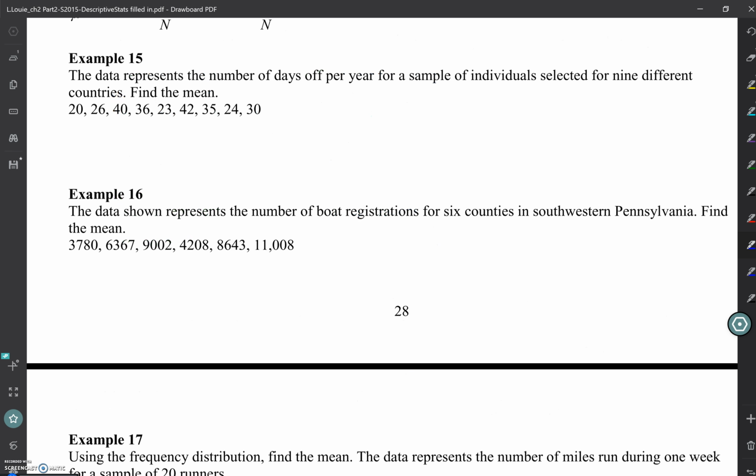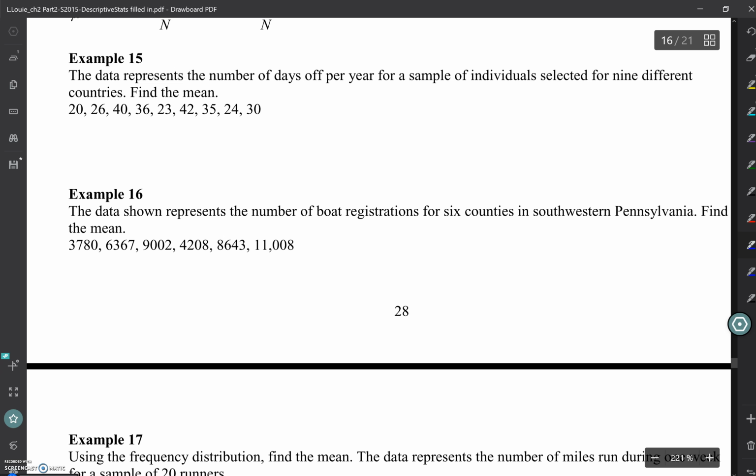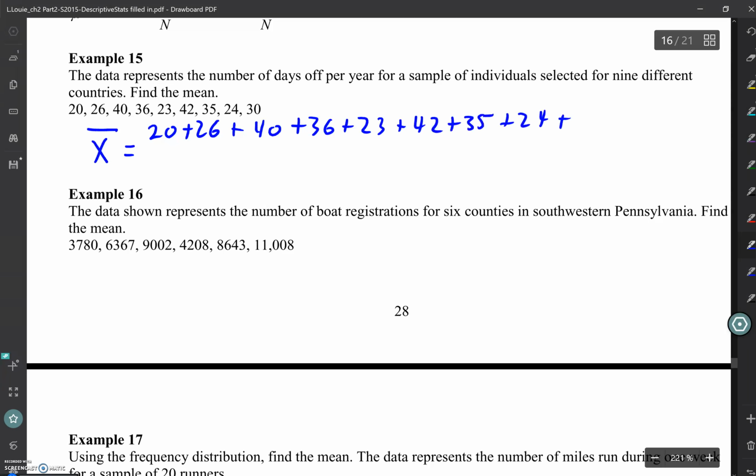Data that represents the days off per year for a sample of individuals selected for 9 different countries. Find the mean. So if I'm going to find the mean, this is a sample, so I'm finding X bar. It doesn't matter what order you add them up in, we're just going to add them up. So 20 plus 26 plus 40 plus 36 plus 23 plus 42 plus 35 plus 24 and plus 30. And we have 9 different data points, so we'll divide by 9. And let's see what that gives us for our mean.